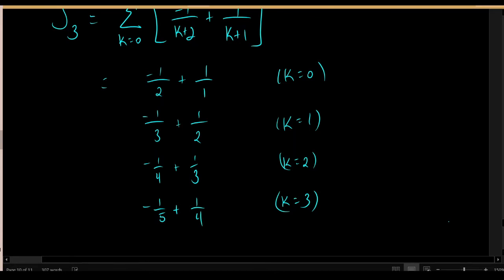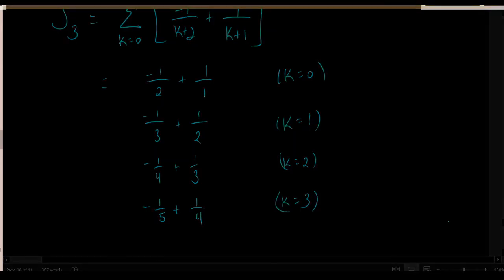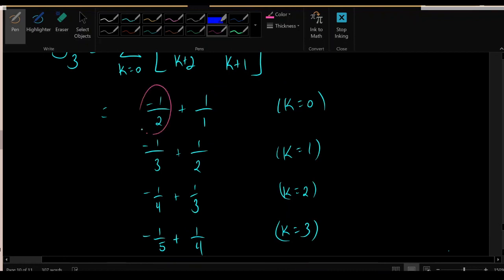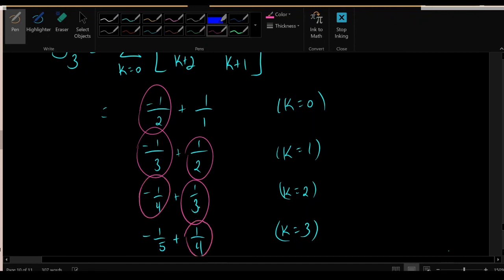Now, if we add the result of all these different terms in the sequence together, we'll get a huge amount of cancellation. The -1/2 will cancel with the +1/2, the -1/3 with the +1/3, the -1/4 with the +1/4, and the only survivors will be the +1 from the k equals 0, and the -1/5 from the k equals 3, the final term.